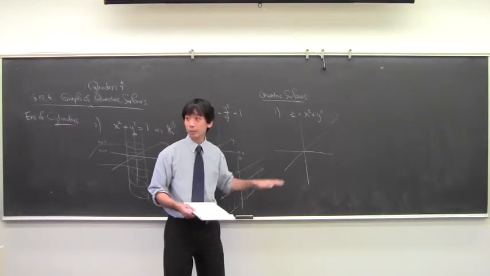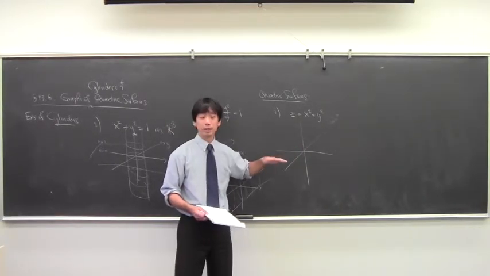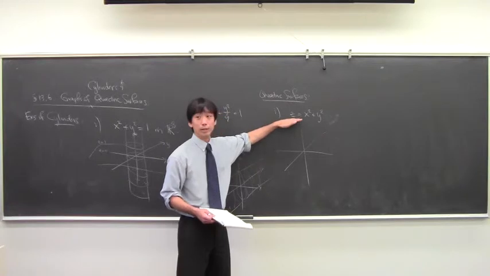One way of thinking about these is to just slice them at particular heights. You say, I'm going to slice this thing at z equals 1, right? What do I get?